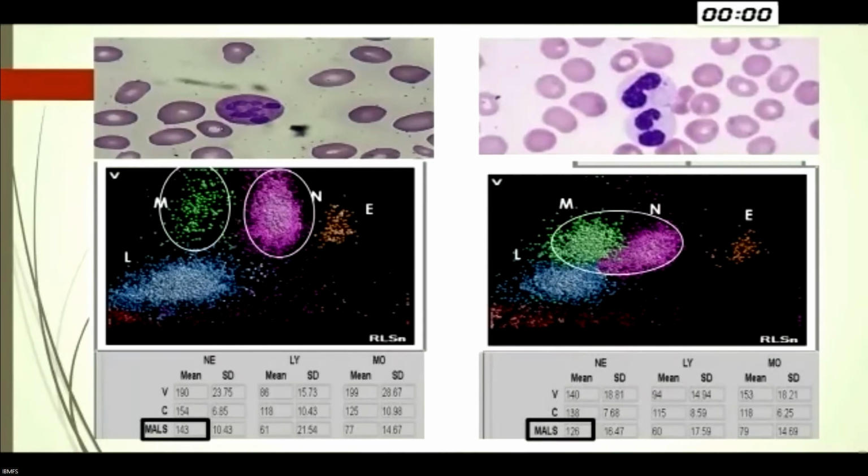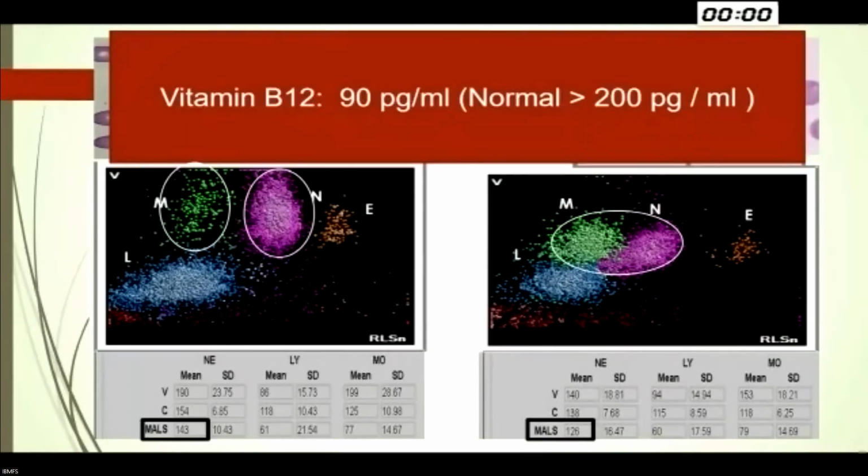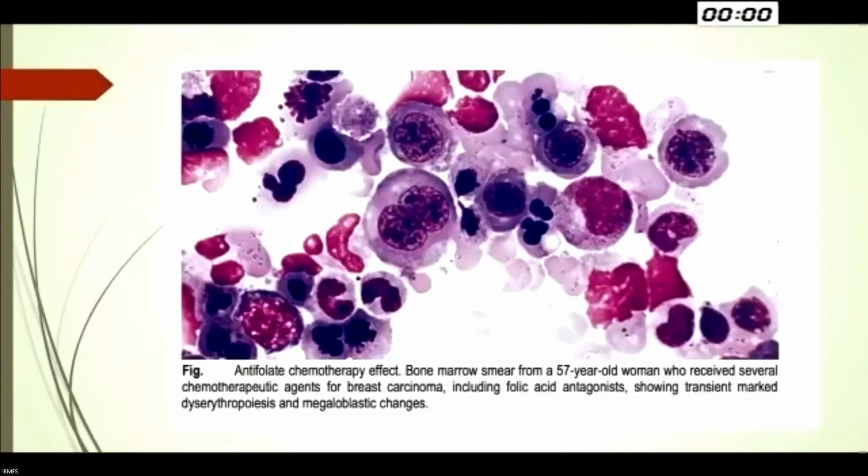When we looked at the other lab parameters, the patient had a low B12 level, and it was actually a megaloblastic anemia. So a severe megaloblastic anemia can have severe dysplasia and can mimic MDS, but you always have to look at other lab parameters before jumping to that diagnosis.